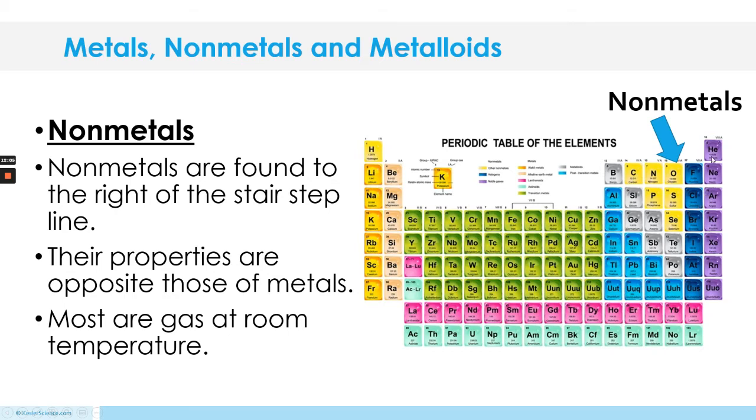So these are gases: oxygen, fluorine, nitrogen. So if you forget, you know that oxygen is a gas. We need oxygen to live. We need oxygen to breathe. So you find oxygen, and you know that is a nonmetal because we can't breathe metals.